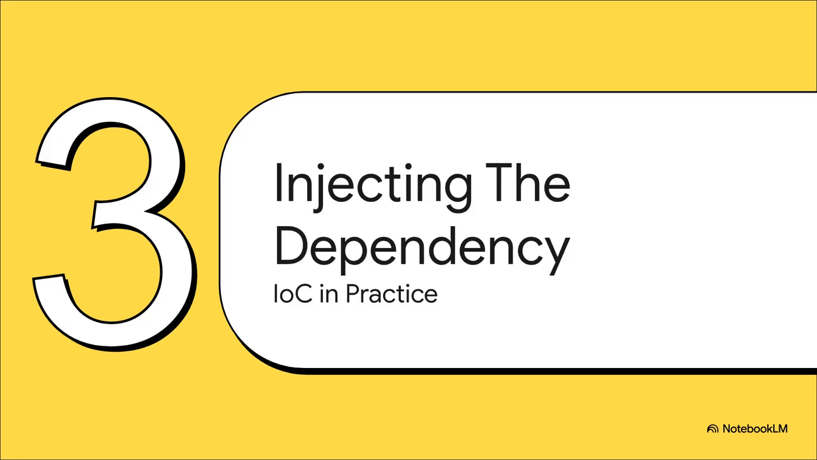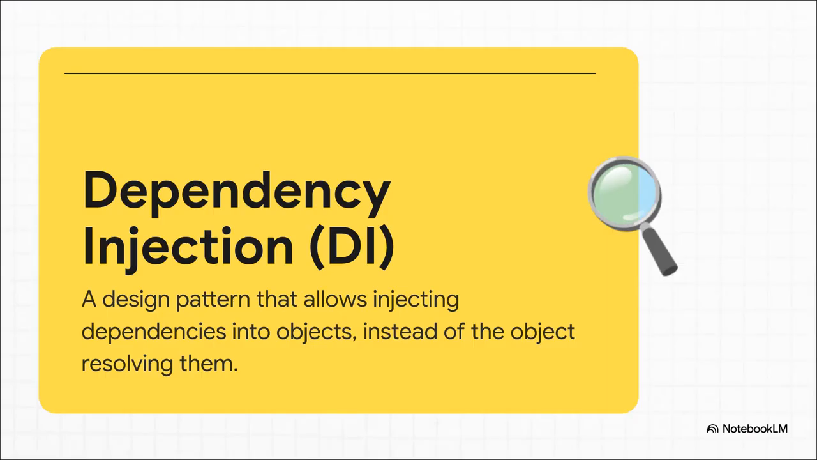Okay, so inversion of control is the what. It's the big picture philosophy. But how do frameworks actually do this? What's the mechanism? Well, that's the how, and it's done using a very specific design pattern called dependency injection. And there it is, plain and simple. Dependency injection, or DI, is the pattern that makes inversion of control happen. It's the action of an external source, like our framework, literally injecting or handing over the things an object needs, its dependencies, instead of the object making them for itself.